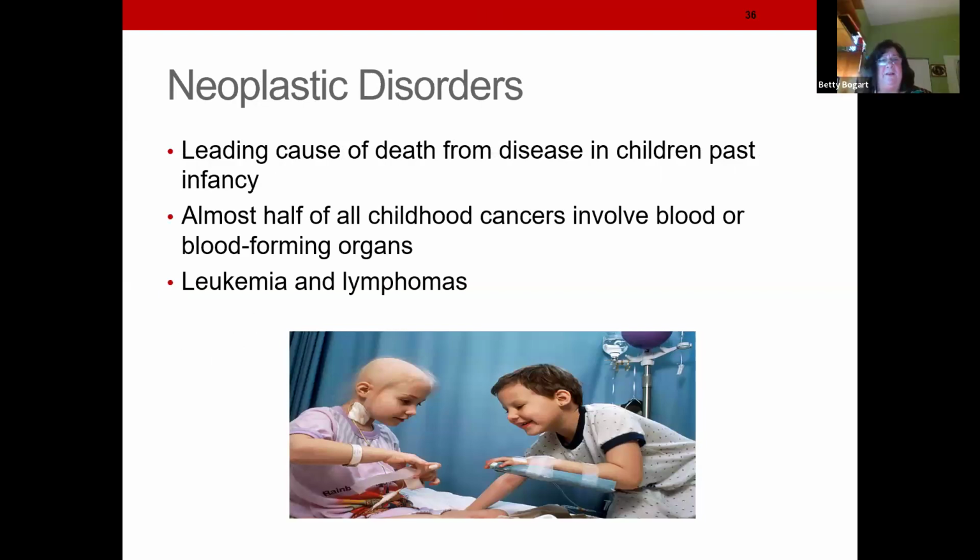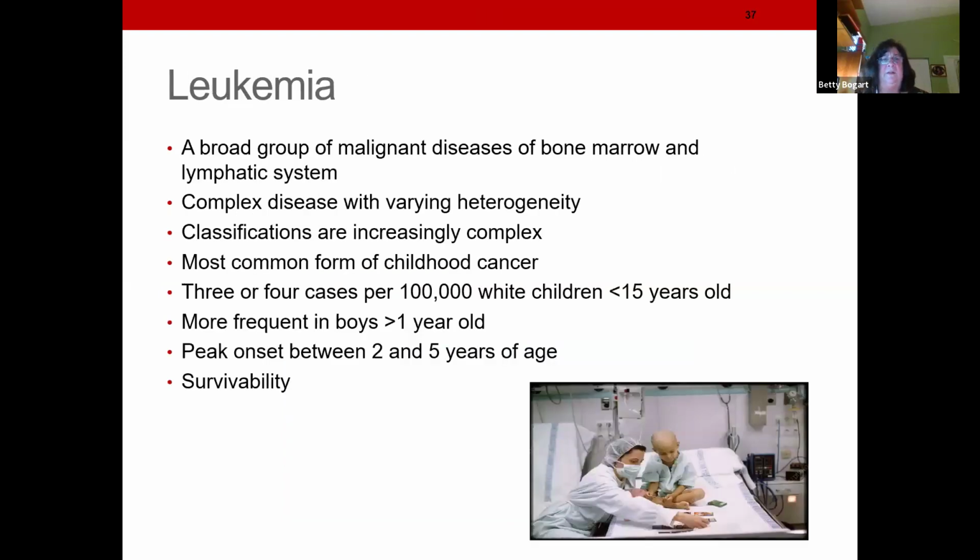All right, some neoplastic disorders. We're going to be talking leukemia and lymphomas. Again, it's related to the blood and the lymph glands, immunological systems. Now, leukemia is a malignant disease which affects many different things in children. It's very common, believe it or not, and you always see it in children 2 to 5 years old. It's more frequent in boys than girls, but today survivability is so much better than it was even 20 years ago.